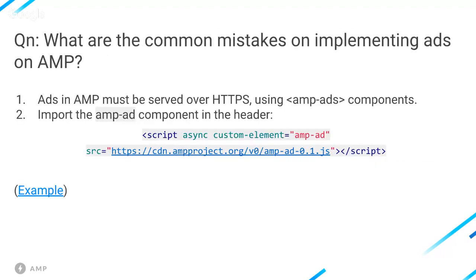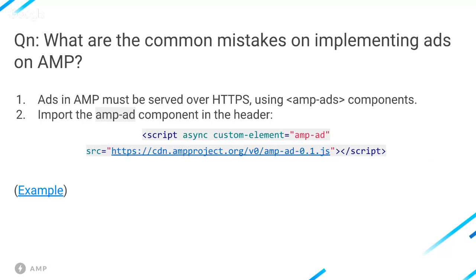So when it comes to ad placement or ad implementation, what are the common mistakes that publishers make? There are 2. Number 1, publishers copy paste the normal ad code from AdSense, which I mentioned you shouldn't do. You should just take the ad slot ID and so on. And ads in AMP must be served over HTTPS using the AMP ads component. So just now, you can just copy paste the code that I shared with you, just change the ad slot ID and the property code, you are good to go.